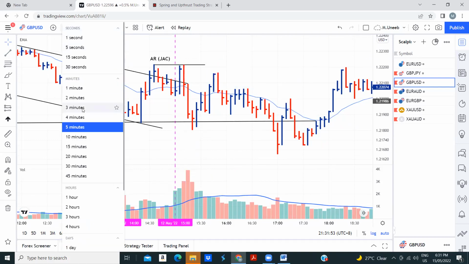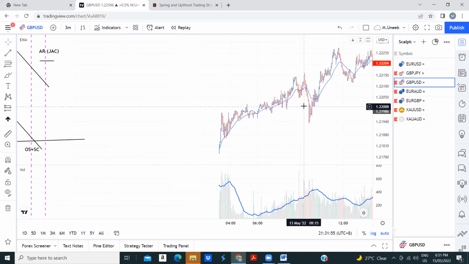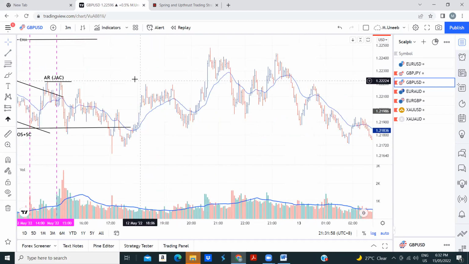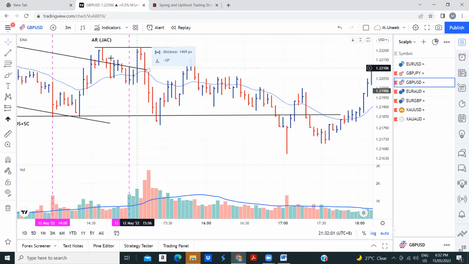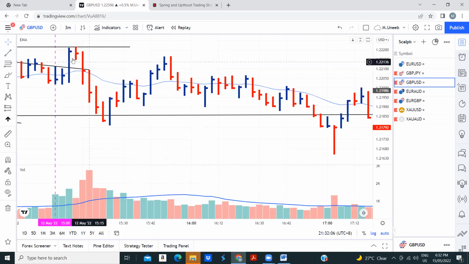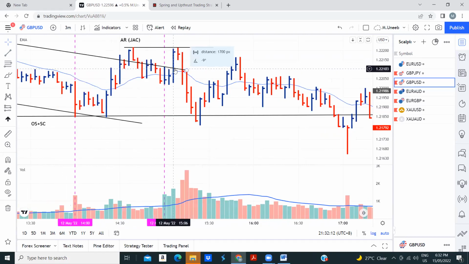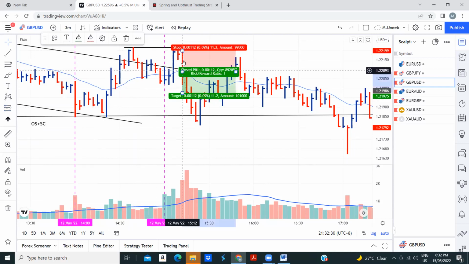And we can go to the 3-minute chart and wait for the London open, exactly where we see JAC and AR. The price reversed here and came back and tested it. What do we notice here? The price just immediately went up and then reversed. That means this is an upthrust of this trading range. Do you agree or not?